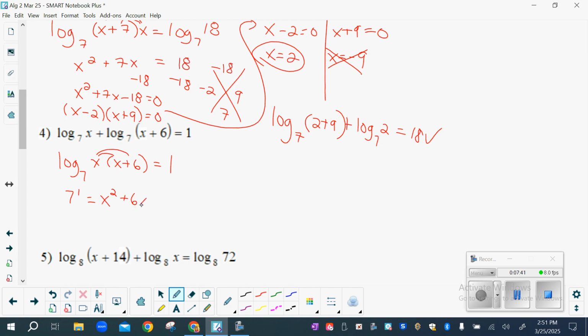x squared plus 6x. So because of that x squared plus 6x, I need to get it equal to 0. Just go back here. Tell me what to do.